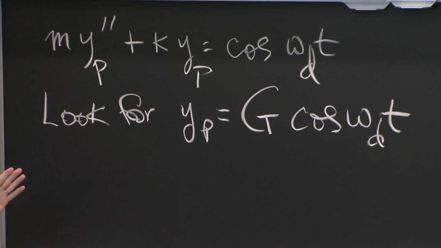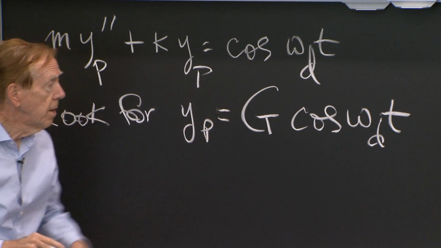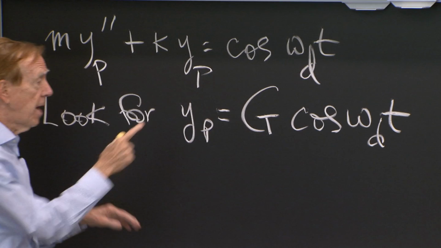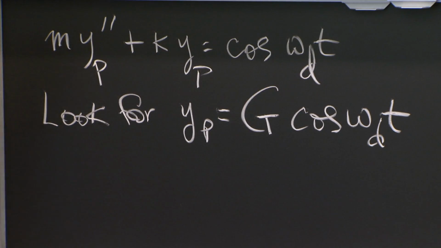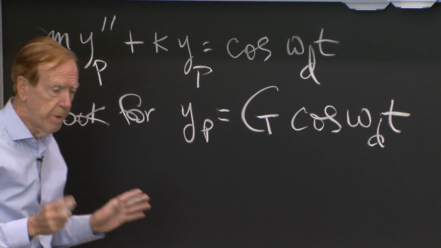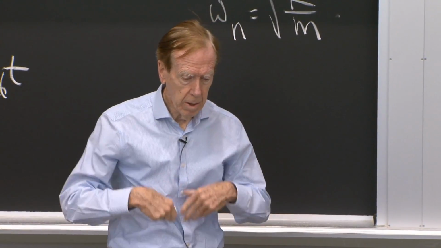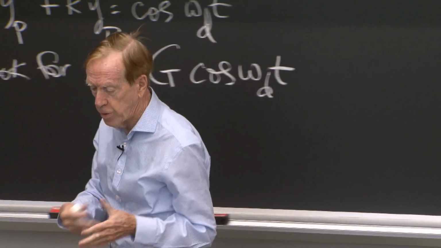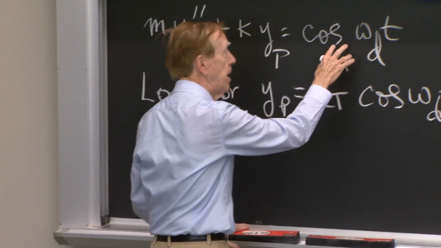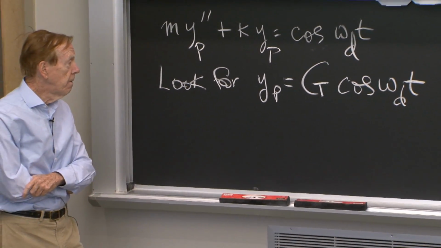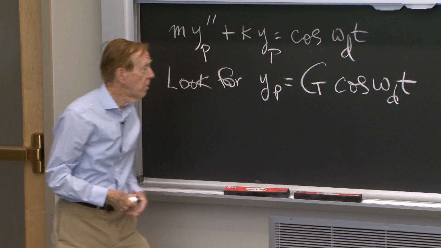So this is the next, and fortunately a highly, highly important case in which a particular solution has the same form as the forcing term. It's just a multiple of the forcing term. That's best possible, to have the forcing term immediately reveal a particular solution.